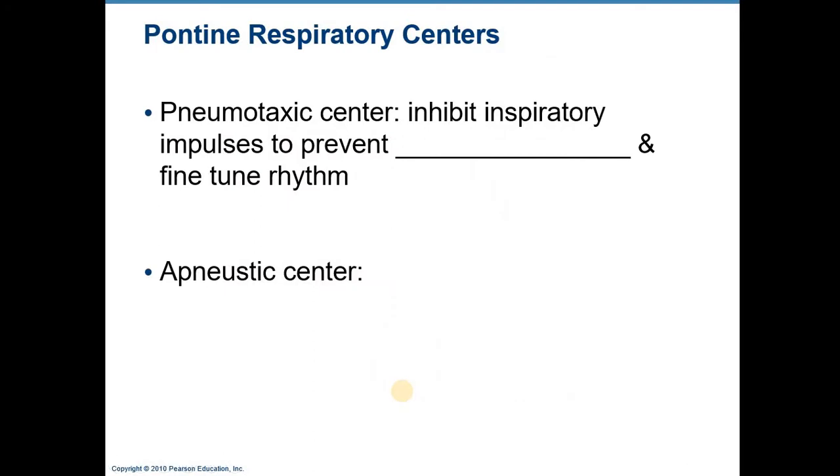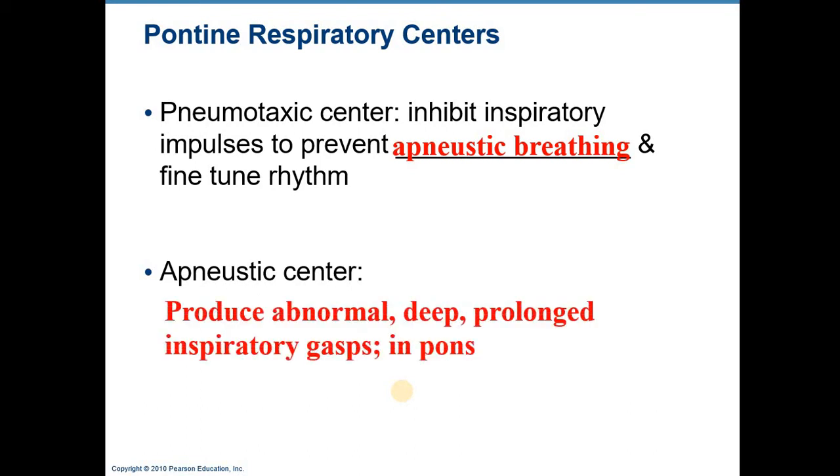Your pneumotaxic center inhibits inspiratory impulses to prevent apneustic breathing, and it does fine tuning. So in other words, it helps to keep your breathing smooth and keep a smooth pattern. So this center is inhibited, or is actually blocked off, to prevent that spastic breathing and keep your breathing smooth. The apneustic center produces abnormal breathing when it's not inhibited. Deep breathing, prolonged gasps, and it's located in the pons also.